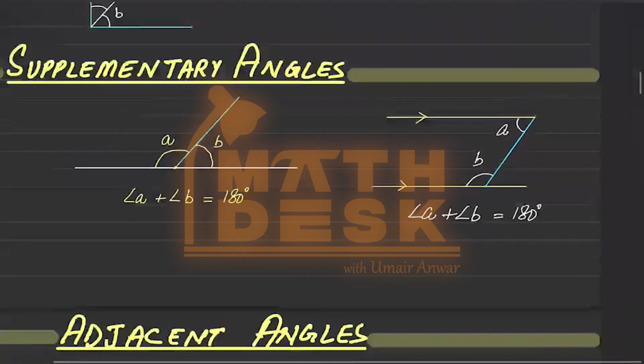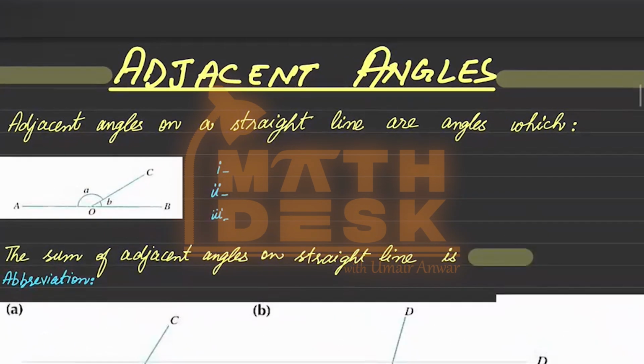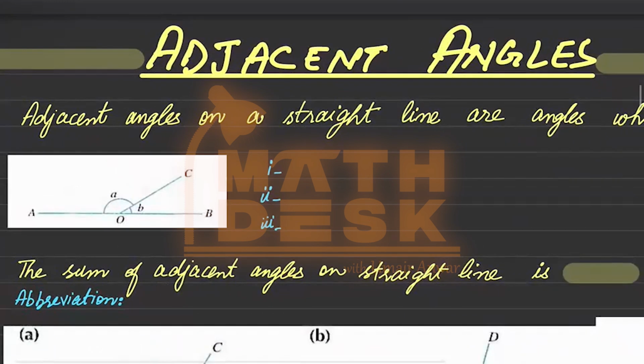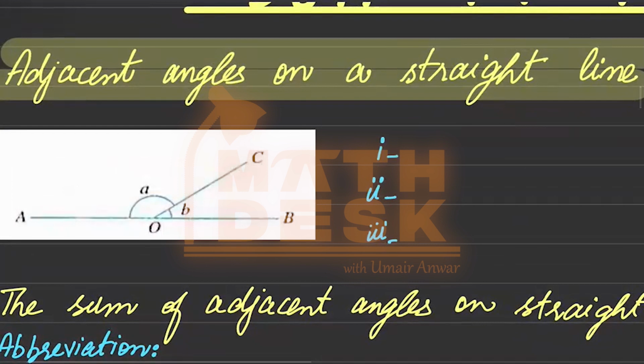Okay, now moving on. The next thing that we need to know is what adjacent angles are. So adjacent angles are on a straight line. To be particular about it, we are now discussing adjacent angles on a straight line. Adjacent angles on a straight line are angles which have three properties. Number one, their vertex is the same. Vertex is the point where the angle is formed.